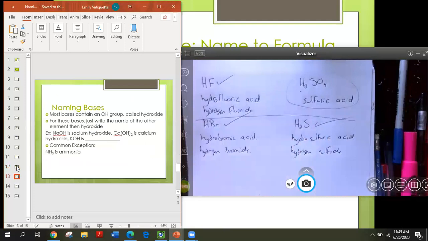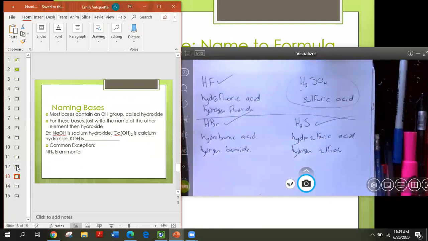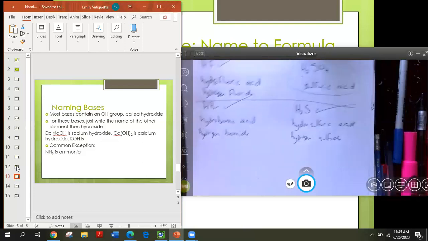Okay, naming bases. For the most part, the bases that we're going to be dealing with have an OH group, which is called a hydroxide group. That's how we identify bases, by that hydroxide group. So all we do is we write the name of the first element, which is usually a metal, then you write the name hydroxide. With bases, you do need to cross over your charges though.